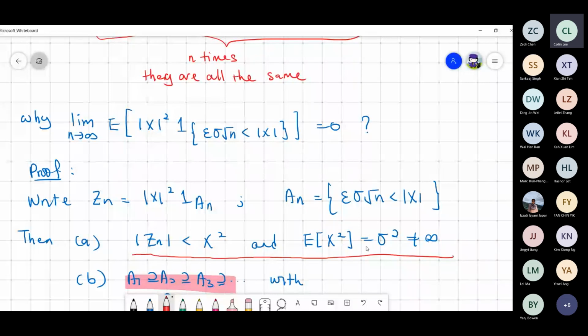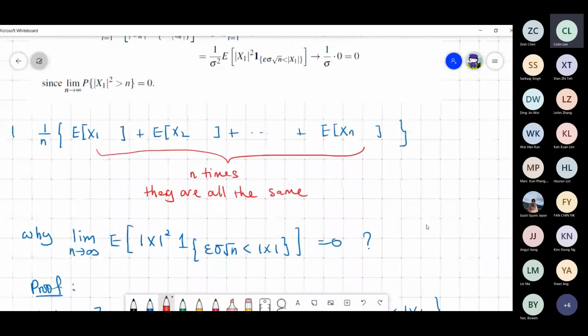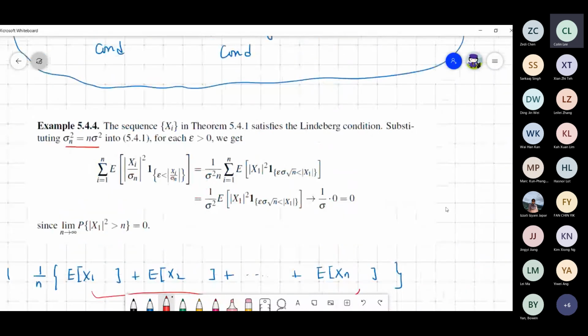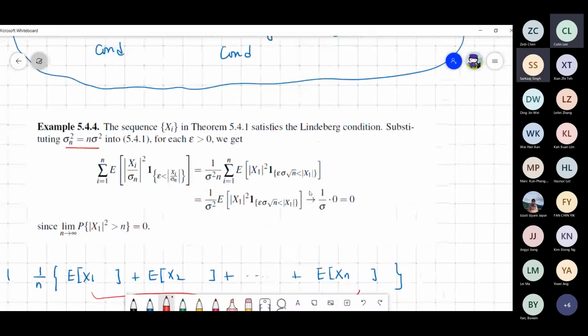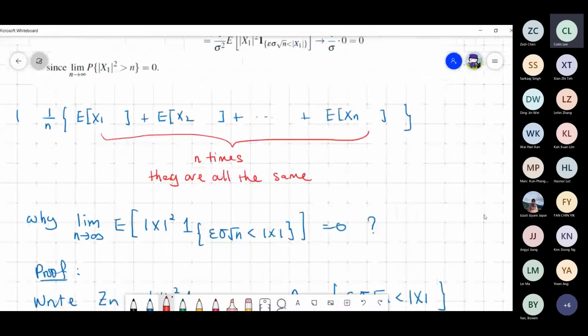In fact, if you remove these conditions, if you remove this, and assume the variance of x is infinity, then this might not be true anymore. We don't know whether this is true or not.